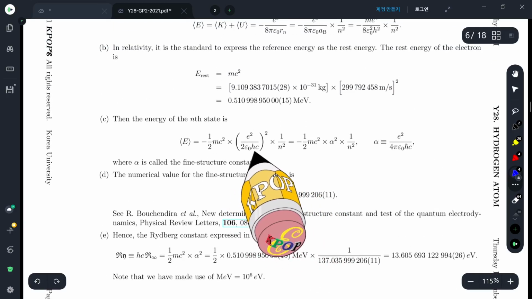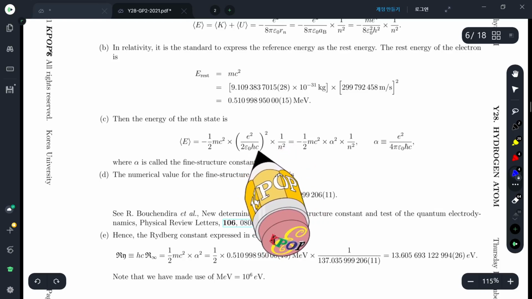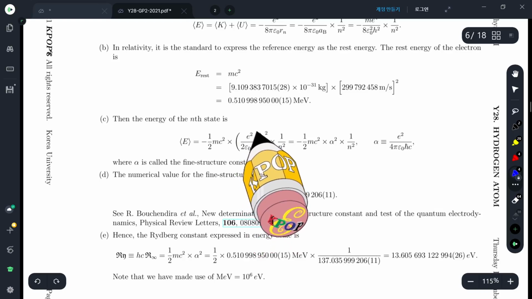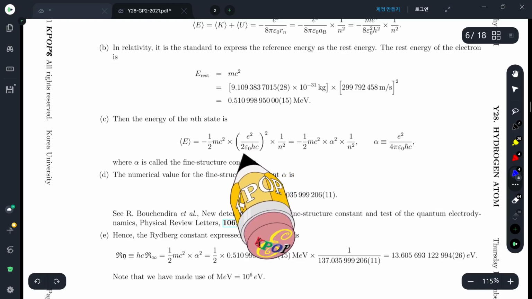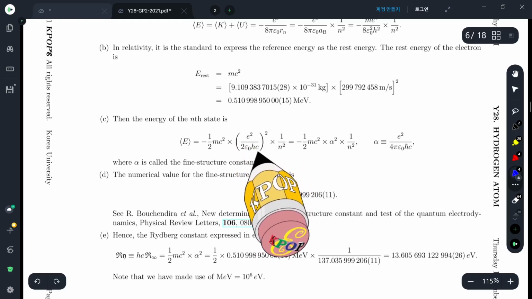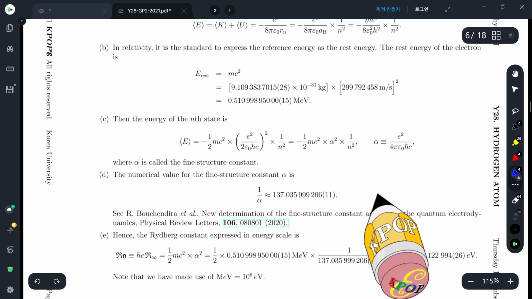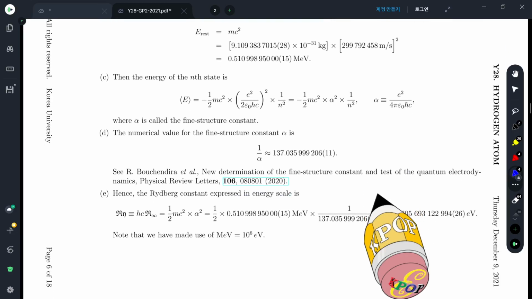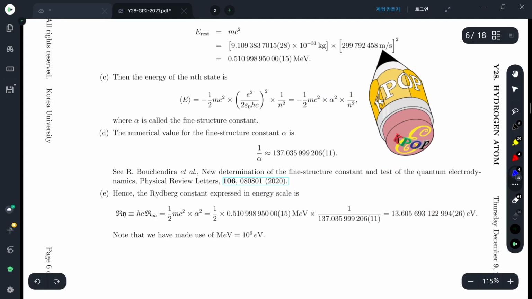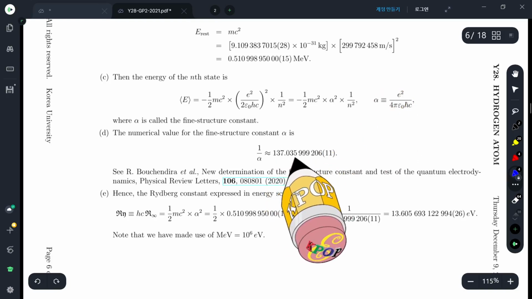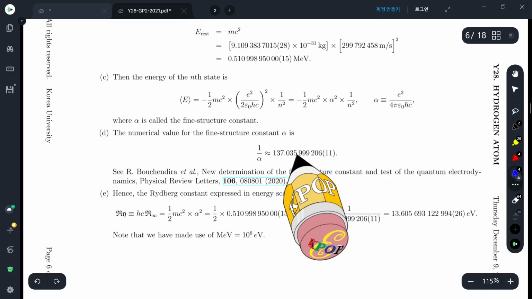Then what we find is e to the fourth, the squared value of the elementary electric charge, divided by 2 epsilon 0 h c squared. That we call the fine structure constant. And this fine structure constant is the most accurately measured number in human history. Sure, this is not measured anymore, the speed of light is an exact number. But the strength of the electromagnetic interaction is parameterized by this fine structure constant.